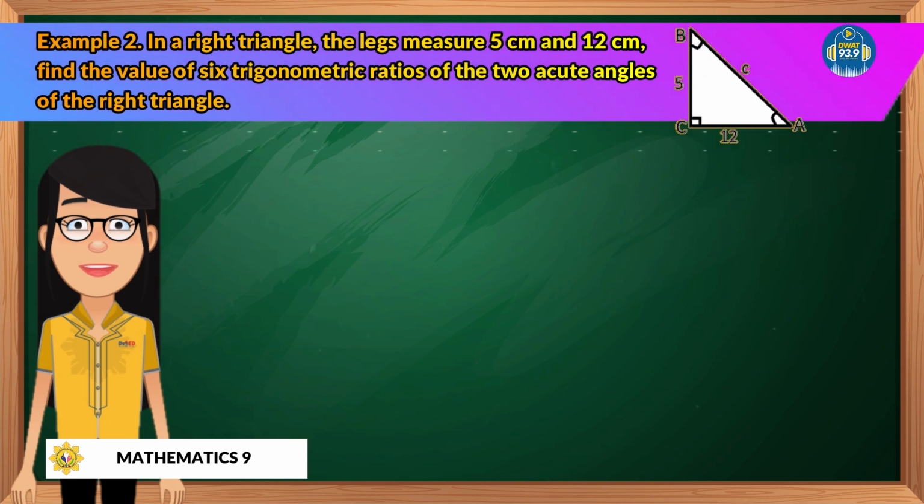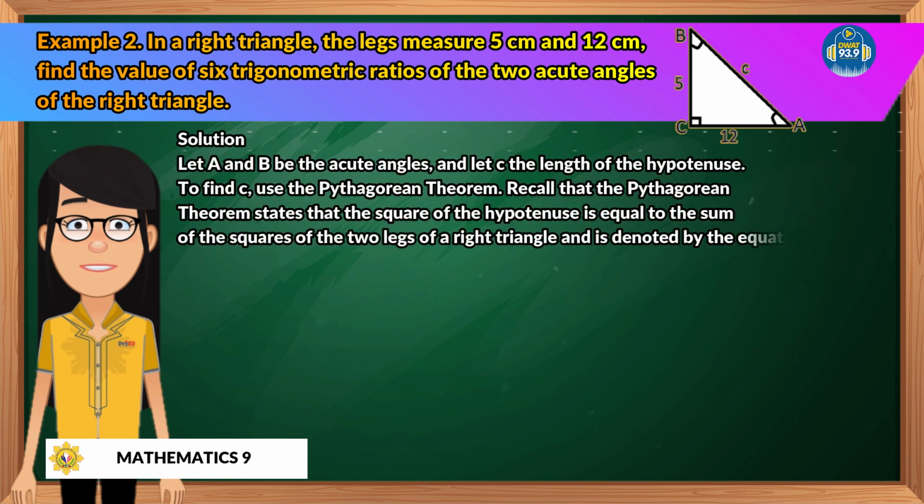In a right triangle, the legs measure 5 centimeters and 12 centimeters. Find the value of the 6 trigonometric ratios of the two acute angles of the right triangle. Let us have the solution. Let A and B be the acute angles and let c be the length of the hypotenuse. To find c, we use the Pythagorean theorem.